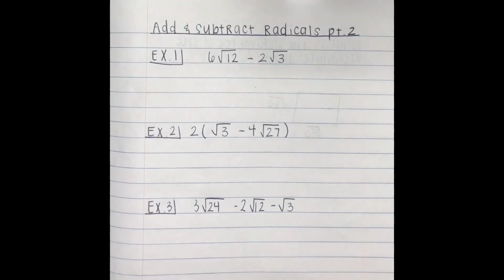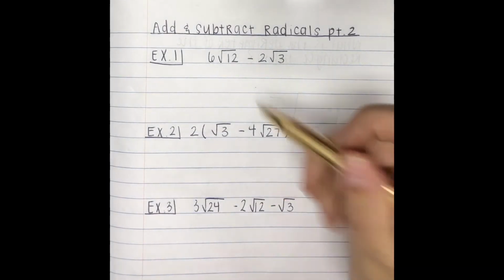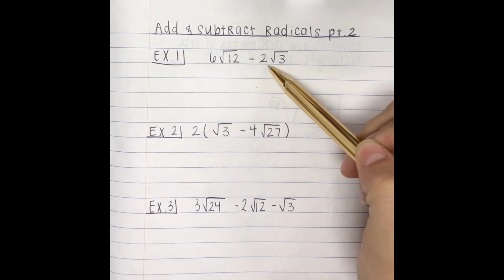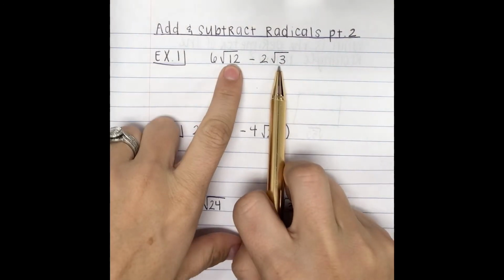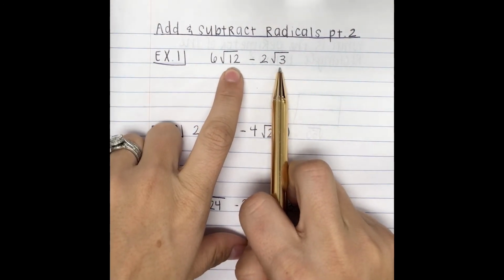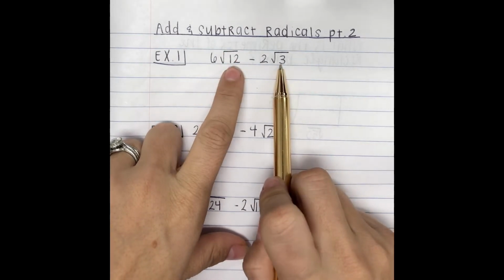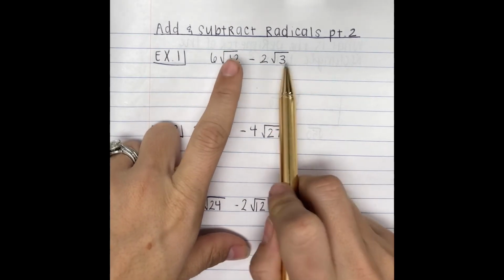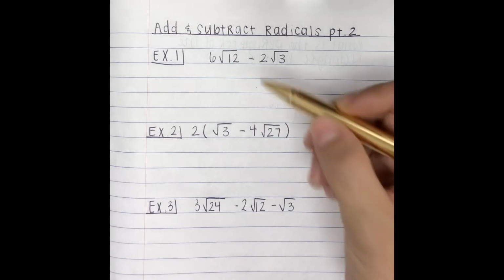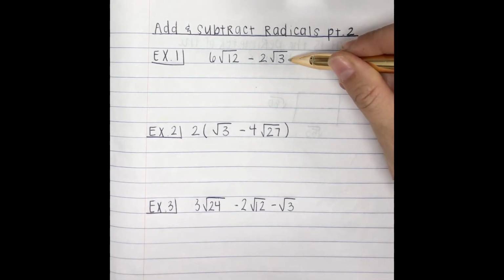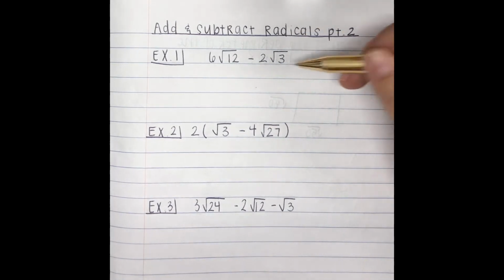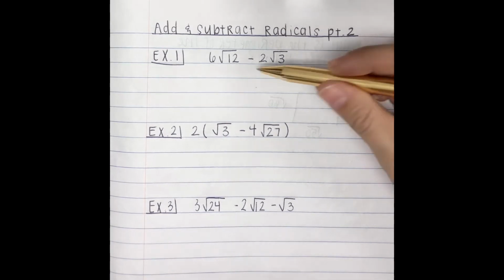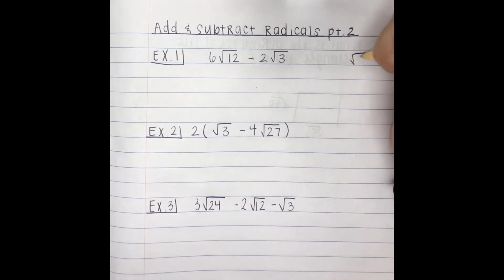Right, a continuation from yesterday. So the first one says we have 6 square root of 12 minus 2 square root of 3. We do not have like radicals, which means I would want to see if I could simplify them to then be able to have like radicals and combine them. So square root of 3 cannot simplify because the only things that multiply to give me 3 is 1 times 3. So we're going to check out square root of 12.